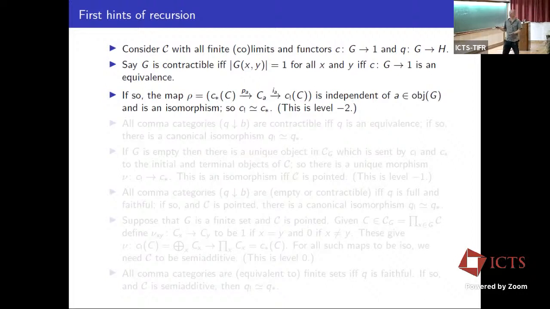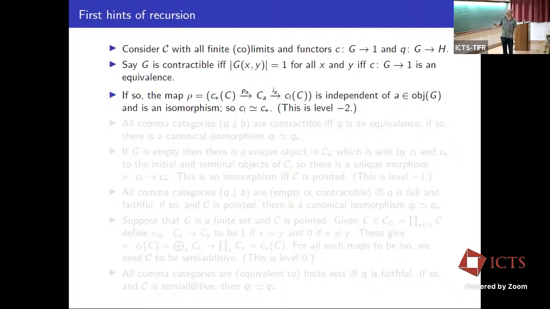By the universal property of the inverse limit, you've got these maps PA from the inverse limit to CA. Similarly, you've got a universal property of the colimit. C lower shriek is the colimit of the functor, formulated in terms of these morphisms IA from CA into the colimit. We compose these and get a map rho from the inverse limit to the colimit. Because G is contractible, it's easy to see that this morphism rho doesn't depend on my choice of A, and also that it is an isomorphism.